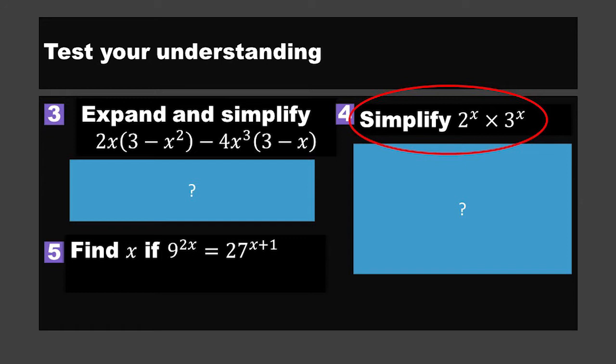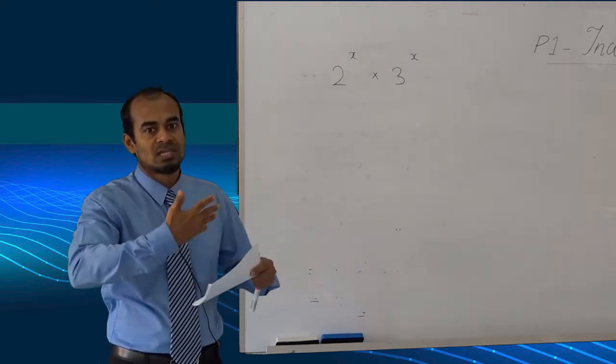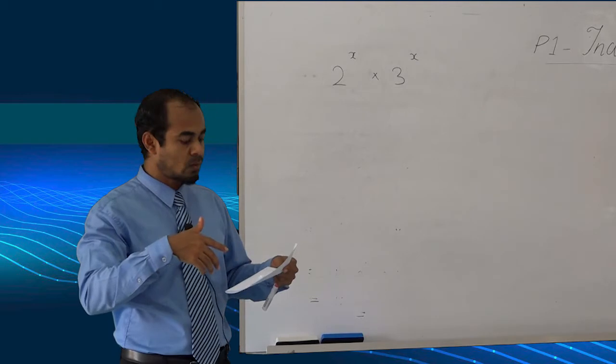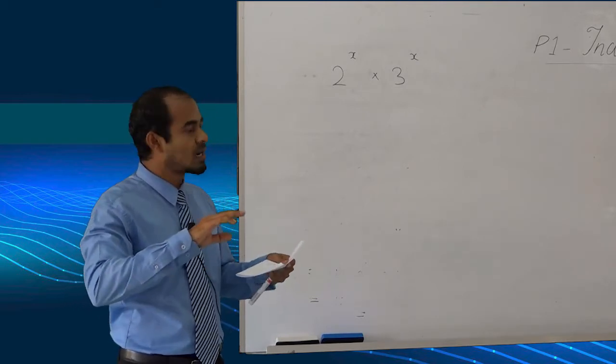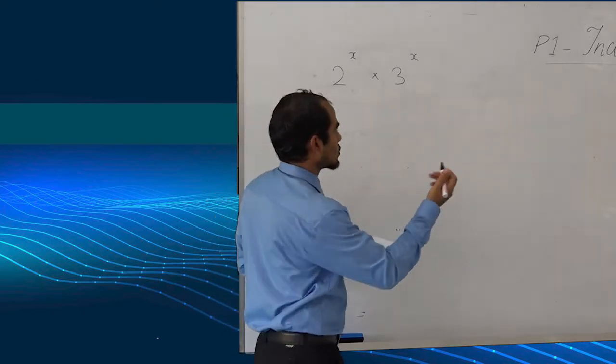We have 2 to the power x times 3 to the power x. Let me write it for you. When you want to do this type of problems, we need to reverse the rules sometimes. There are some cases where we need to reverse the rule. Now, I think you have seen the last rule of indices, let me go back to that rule.